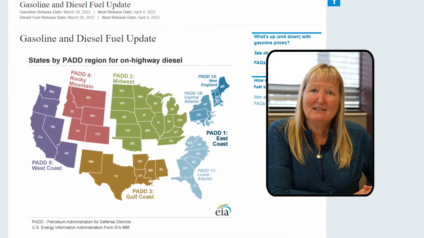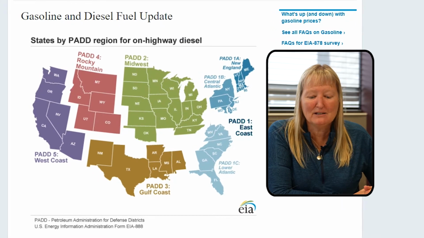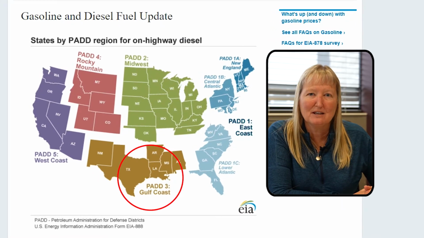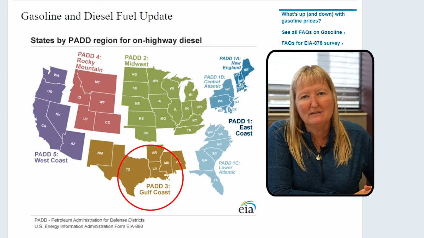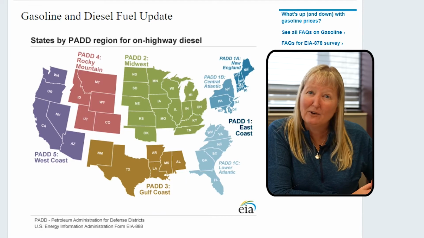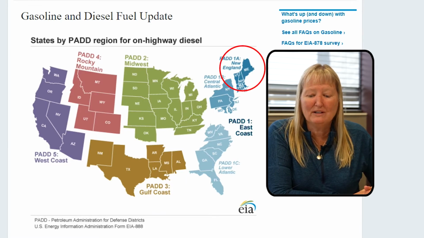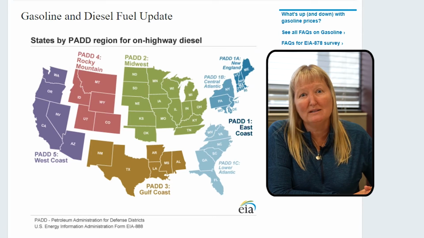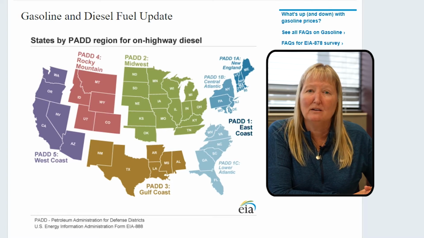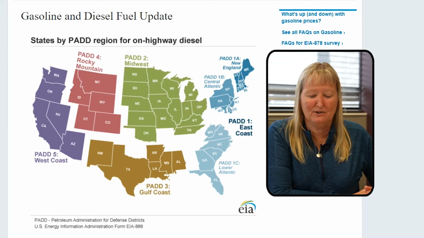So for instance, let's say that you're loading in La Porte, Texas, right? Texas falls into PADD 3 for the Gulf Coast. So your fuel surcharge is going to be based on the average price of diesel for the Gulf Coast. If you're loading in Bozrah, Connecticut, you're going to have to look to see where Connecticut is. And if you look on the map, Connecticut falls into PADD 1A for New England. So your average fuel price that's going to be your base is going to be from New England PADD 1A.